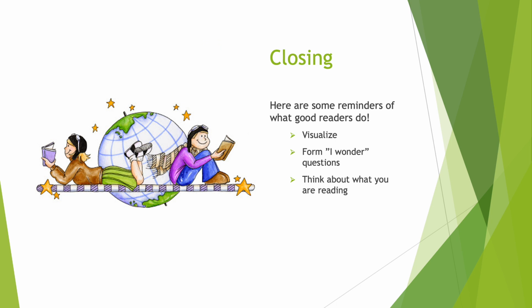So, in closing, here are some reminders of what good readers do. The first thing a good reader does is visualize. Remember, sometimes in books, we don't have illustrations, we don't have pictures that show us what a character looks like or show us about the setting or the plot in the story. So when you are visualizing, you are going to be using your imagination to form pictures about what a character looks like or what a character is feeling or what actions a character is doing.